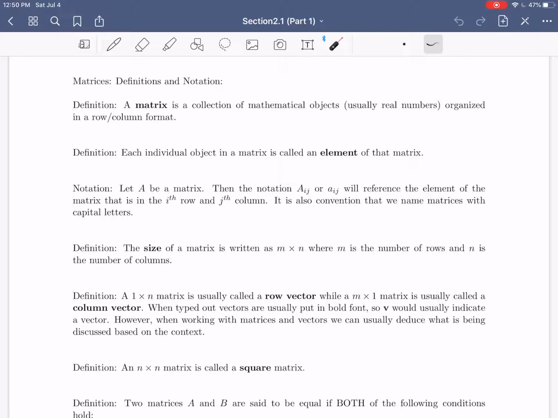We have notation that lets us pick out a particular element. So if we let A be a matrix, you'll notice also it's convention that matrices are often given a capital letter name. So usually when we say let this be a matrix, we'll say things like let A or B or capital C all be matrices. That's just convention. The notation that's really important here is if you see anything like capital A sub ij, or sometimes it won't be capitalized, you'll just see little a_ij, that's going to reference the element of the matrix that is in the ith row, jth column.